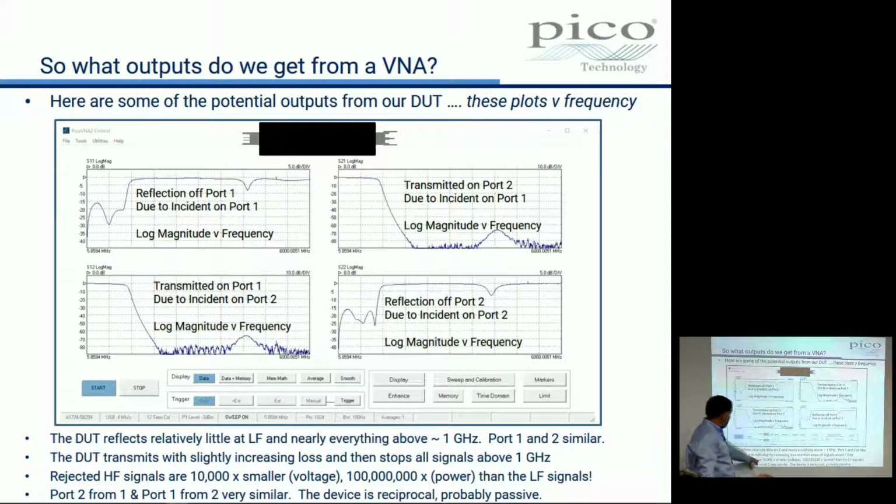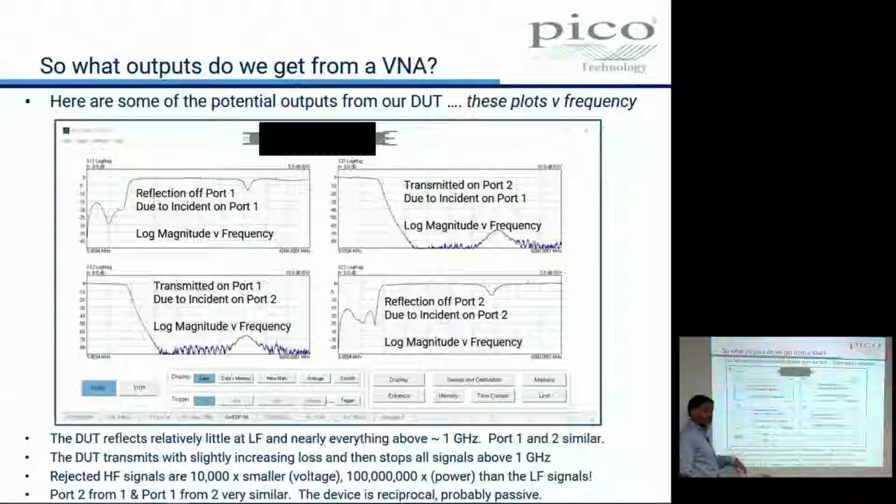The rejected HF signals are 10,000 times smaller than the signal level here. So we're putting the same signal in at all frequencies, and what's coming out is 10,000 times smaller. That's what minus 80 odd dB is in voltage terms, and it's 100 million times smaller in terms of power. And we can still see it.